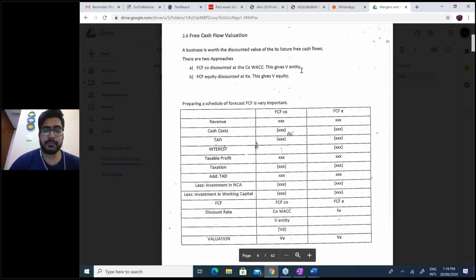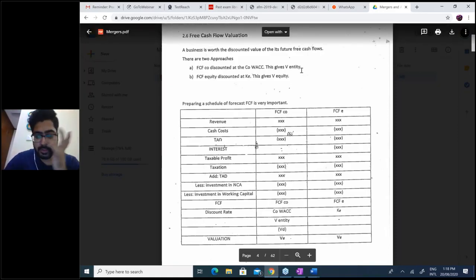In FCF to company, please pay attention to the first column. In FCF to company, the value of business is computed like this. You take revenue of that company, okay, future revenue, right? Because business is worth the future cash flows. So you take the future revenues, deduct future cash costs, and deduct future TAD, tax allowable depreciation. No interest is deducted, you get taxable profit.